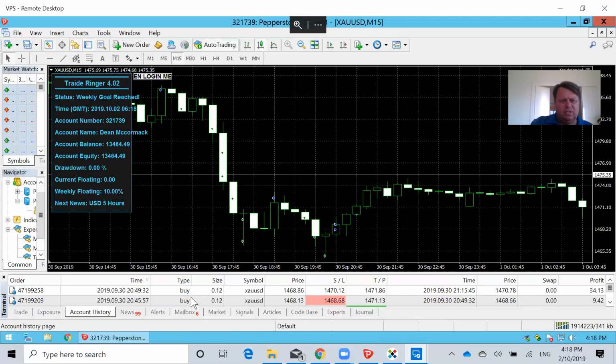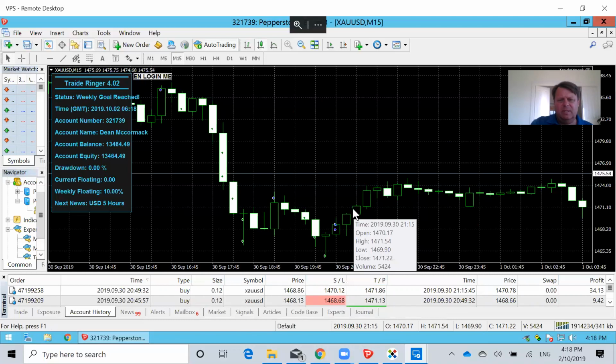The second last trade. Just looking down the bottom here, 0.12. We sold it at 1468.68, and then immediately opened up another one at 1468.86. And then took its profit at 1471, which would have been up here somewhere. And took its profit.